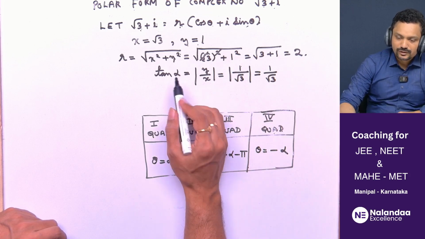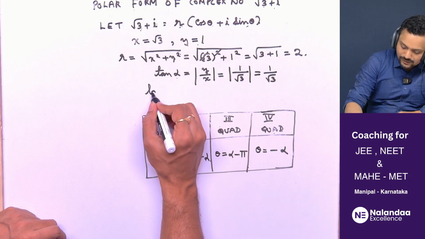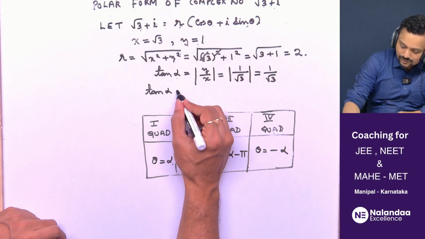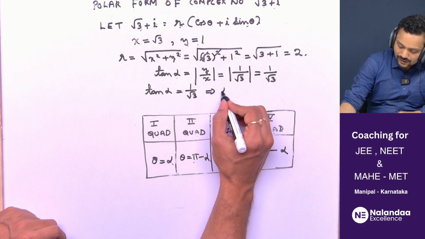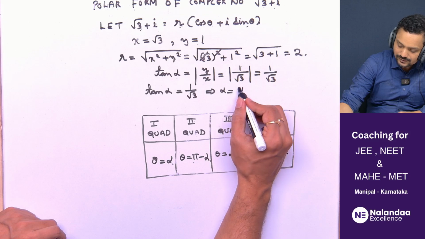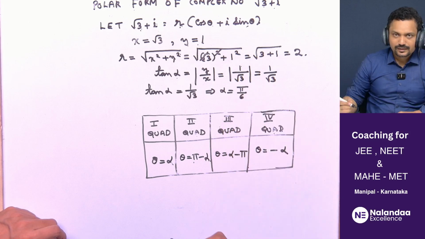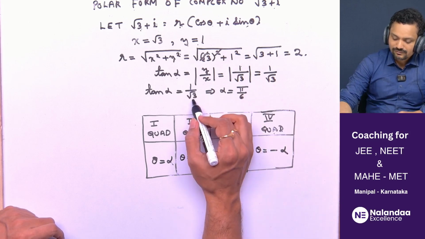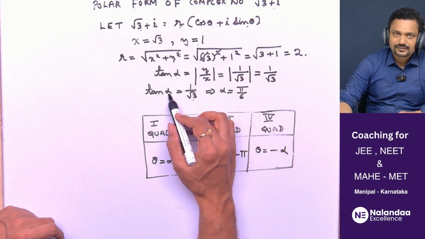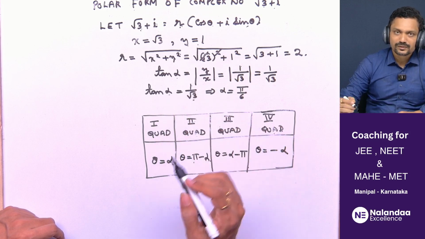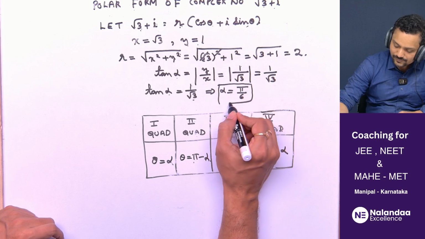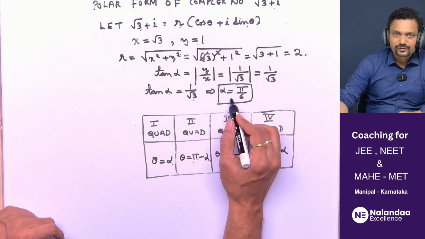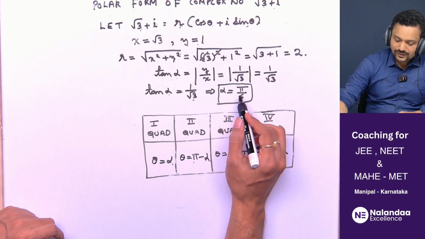So you can get the value of alpha. Therefore, tan alpha is equal to 1 by root 3 means alpha is equal to 30 degrees. I think you have studied trigonometry by now. So tan alpha is 1 by root 3 means alpha is 30, because tan 30 is 1 by root 3. So the first step is finding alpha. Then using this alpha, you can find theta. Now how to find theta?